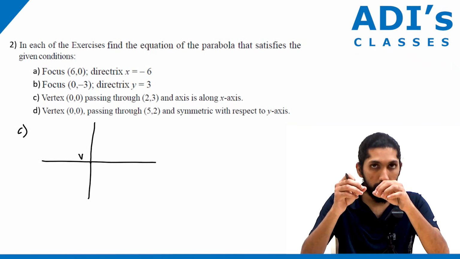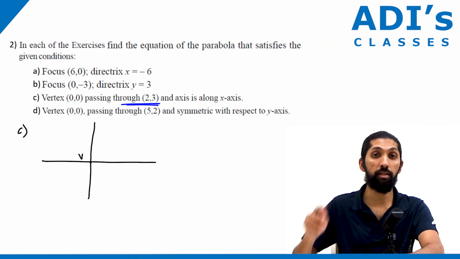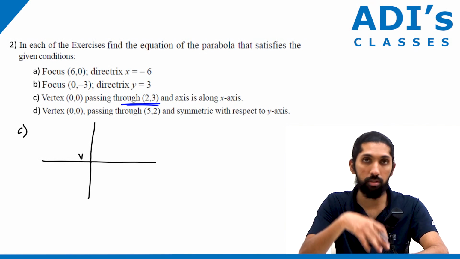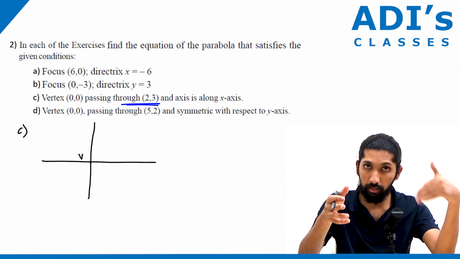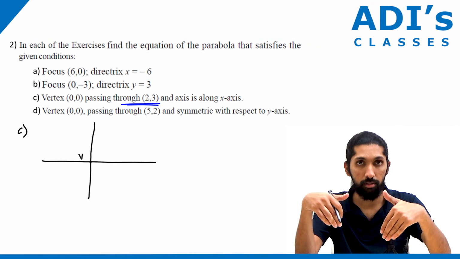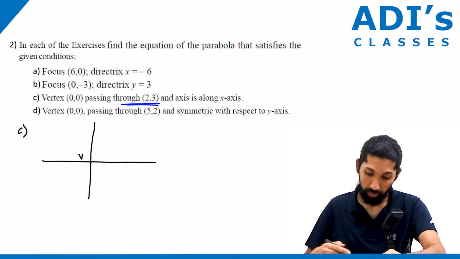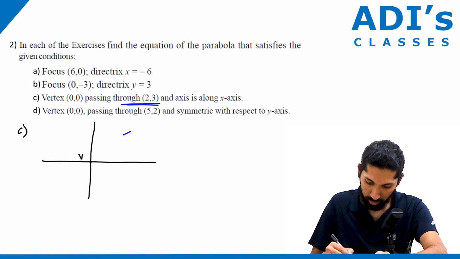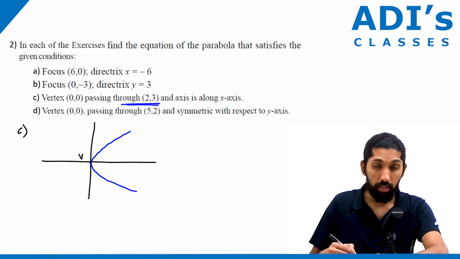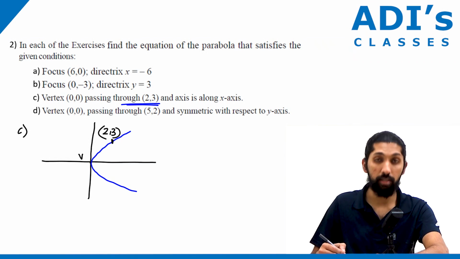But the second part of the question says it's passing through this 2, 3. That means it's in the first quadrant. That means y square is equal to minus 4x is not possible, because that comes in the second and the third quadrant. But y square is equal to 4x comes in the first and the fourth. That means it has to be a right opening parabola. That means here the parabola should look something like this. But the catch is you have a point here 2, 3, because it's passing through 2, 3.